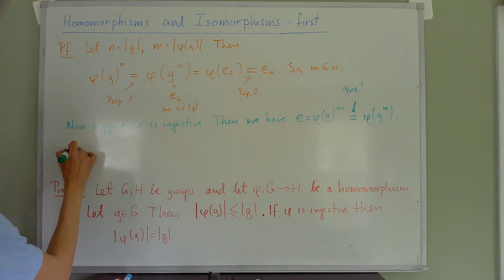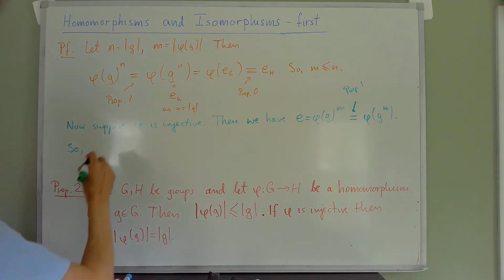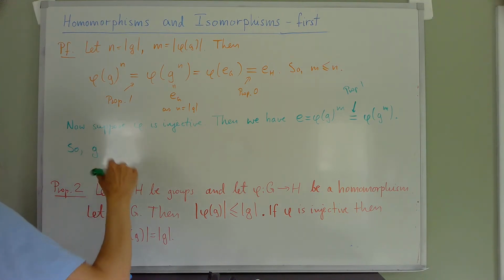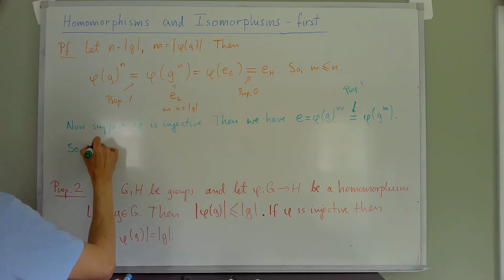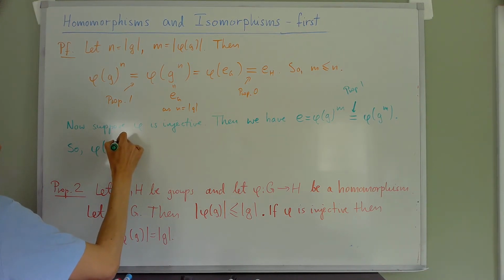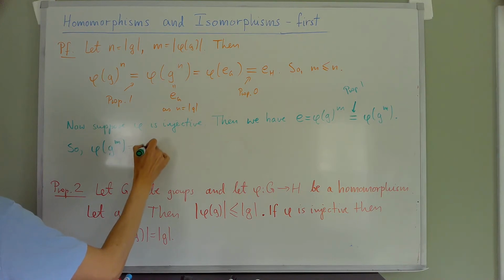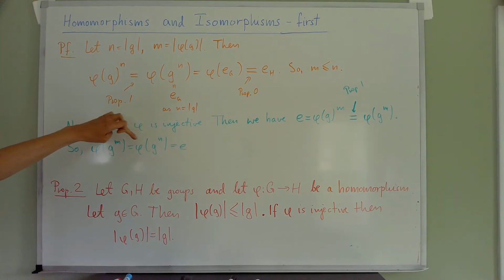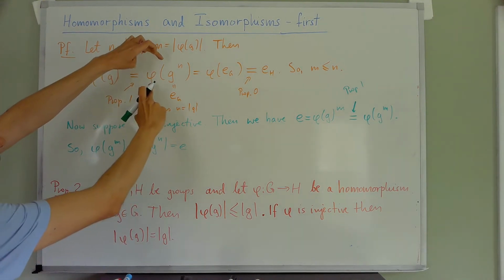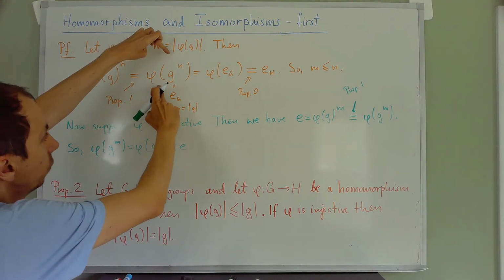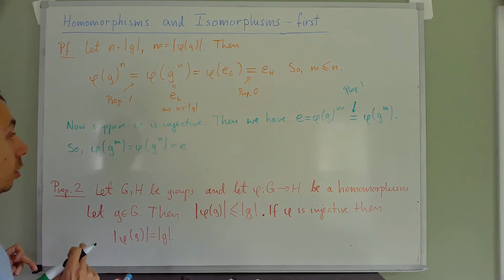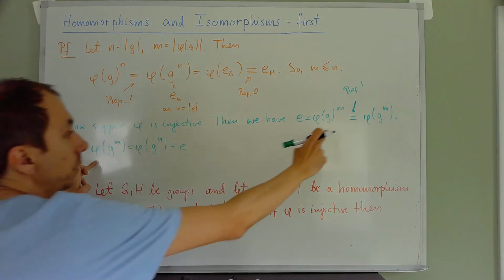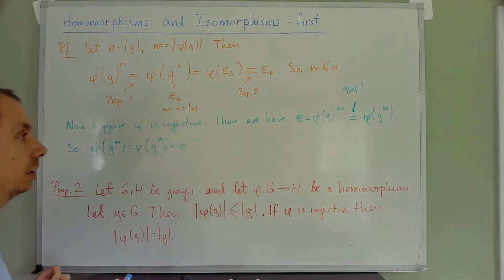So, G to the n, let's write it like this. I have that phi of G to the n, to the m, is equal to phi of G to the n, is equal to the identity, right? How do I know that phi of G to the n is the identity? Well, look here. That applied to any map, phi of G to the n is the identity in H. On the other hand, I also know phi of G to the m is the identity.